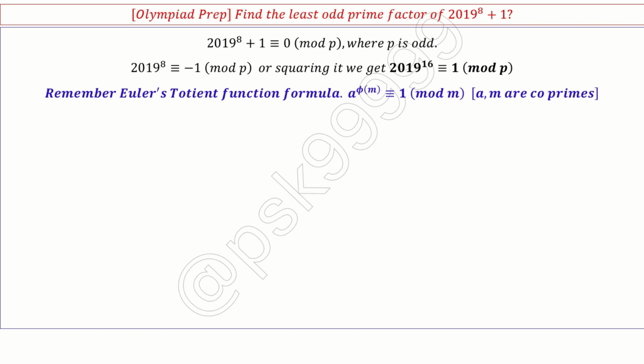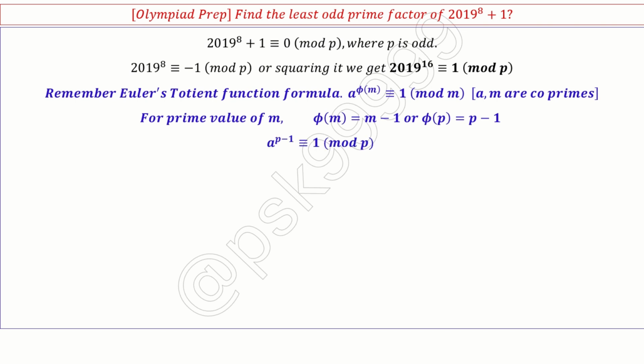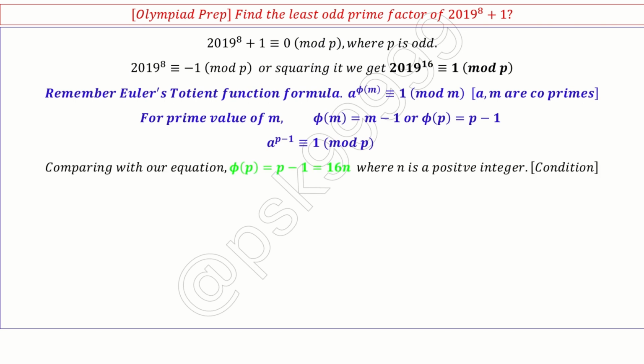Okay, so remember Euler's totient function, a to the power of phi of m is congruent to 1 mod m, a and m are co-primes. Okay, for prime values of m, phi of m is equal to m minus 1, so phi of p is equal to p minus 1. So my final question is something like a to the power of p minus 1 is congruent to 1 mod p. Okay, so in this question phi of p equal to p minus 1, which is nothing but 16n or 16. Okay, it can be 16 if n is equal to 1.